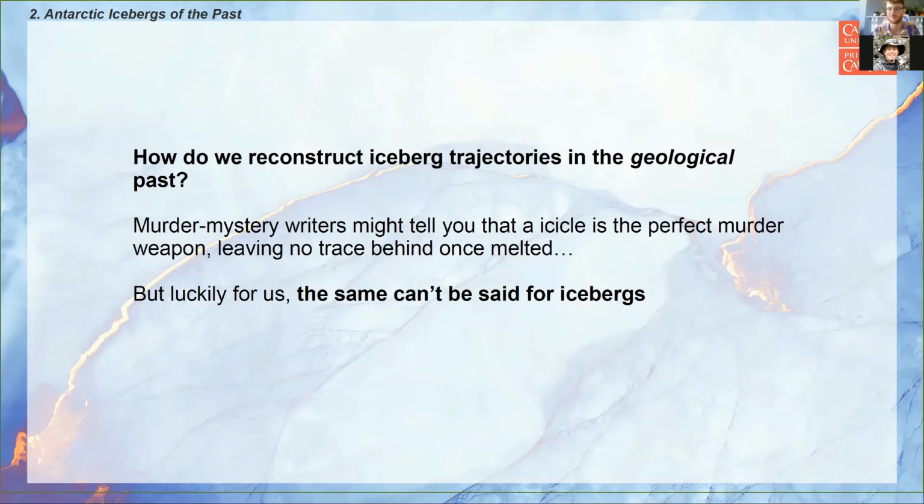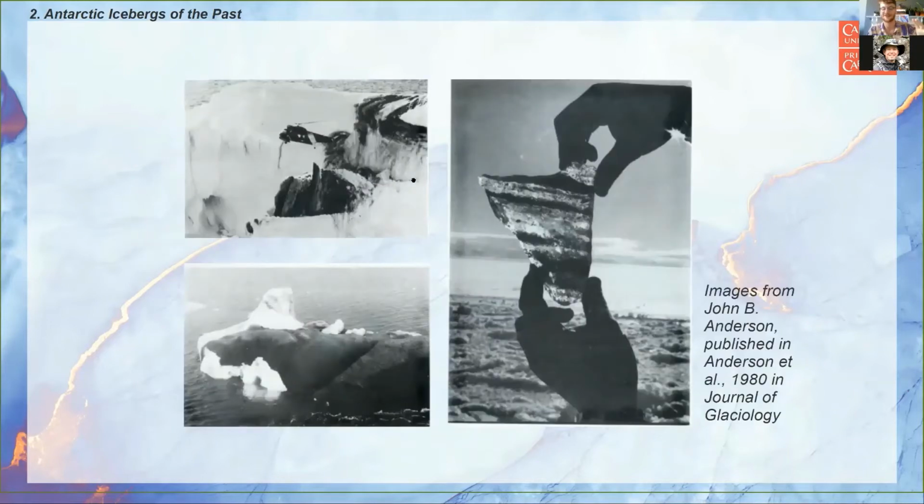And anyone who reads a lot of Agatha Christie might tell you that an icicle is the perfect murder weapon, leaving no trace behind once it's melted. Luckily for us, the same isn't true for icebergs. So when icebergs melt, they do leave a trace behind. And this is because in icebergs, you tend to get lots of tiny fragments of rock and sand and gravel and mud forming in these bands of debris.